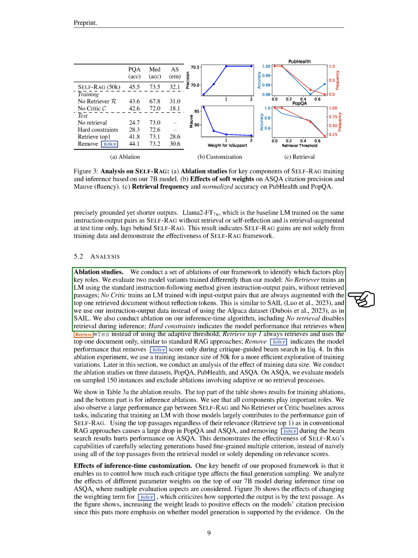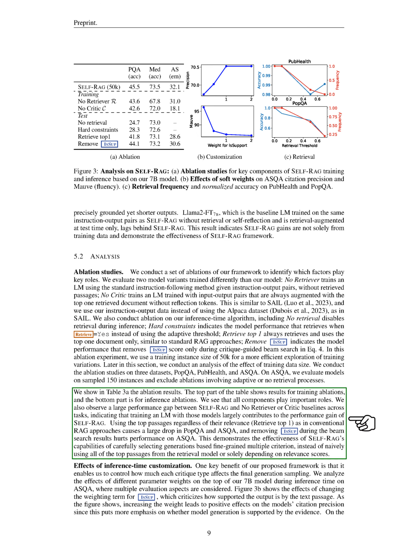We evaluated two model variants that were trained differently than our model, one without a retriever and one without a critic. The results show that all components play important roles, and there is a large performance gap between self-RAG and the models without a retriever or critic. This indicates that training a language model with these models significantly contributes to the performance gain of self-RAG.